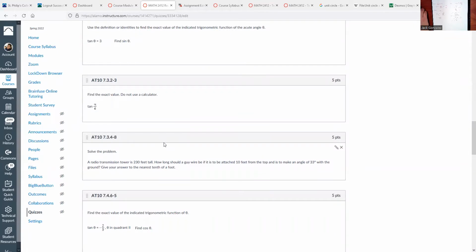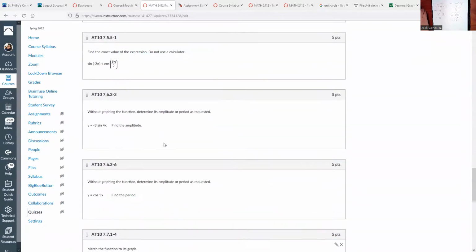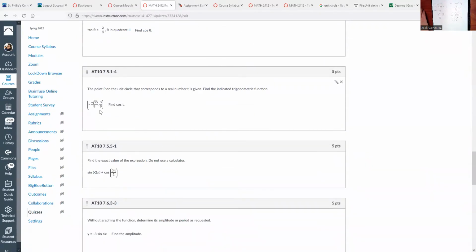Which one's 14? It's in the middle, or towards the back. Point P on the unit circle, this guy. Honestly, they make it sound harder than it is. So if point P is a point on the unit circle, these values right here correspond to that point. So this is your X and your Y.